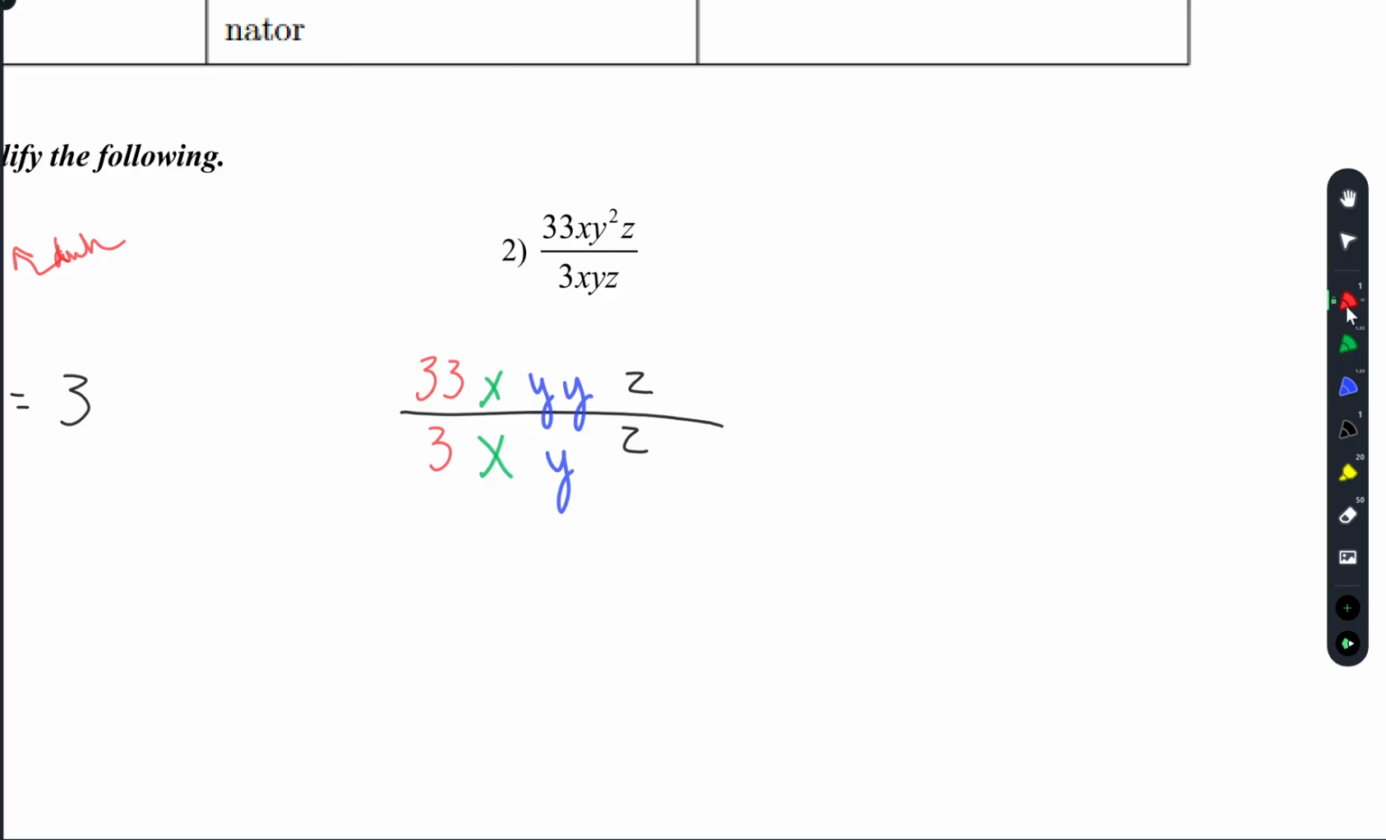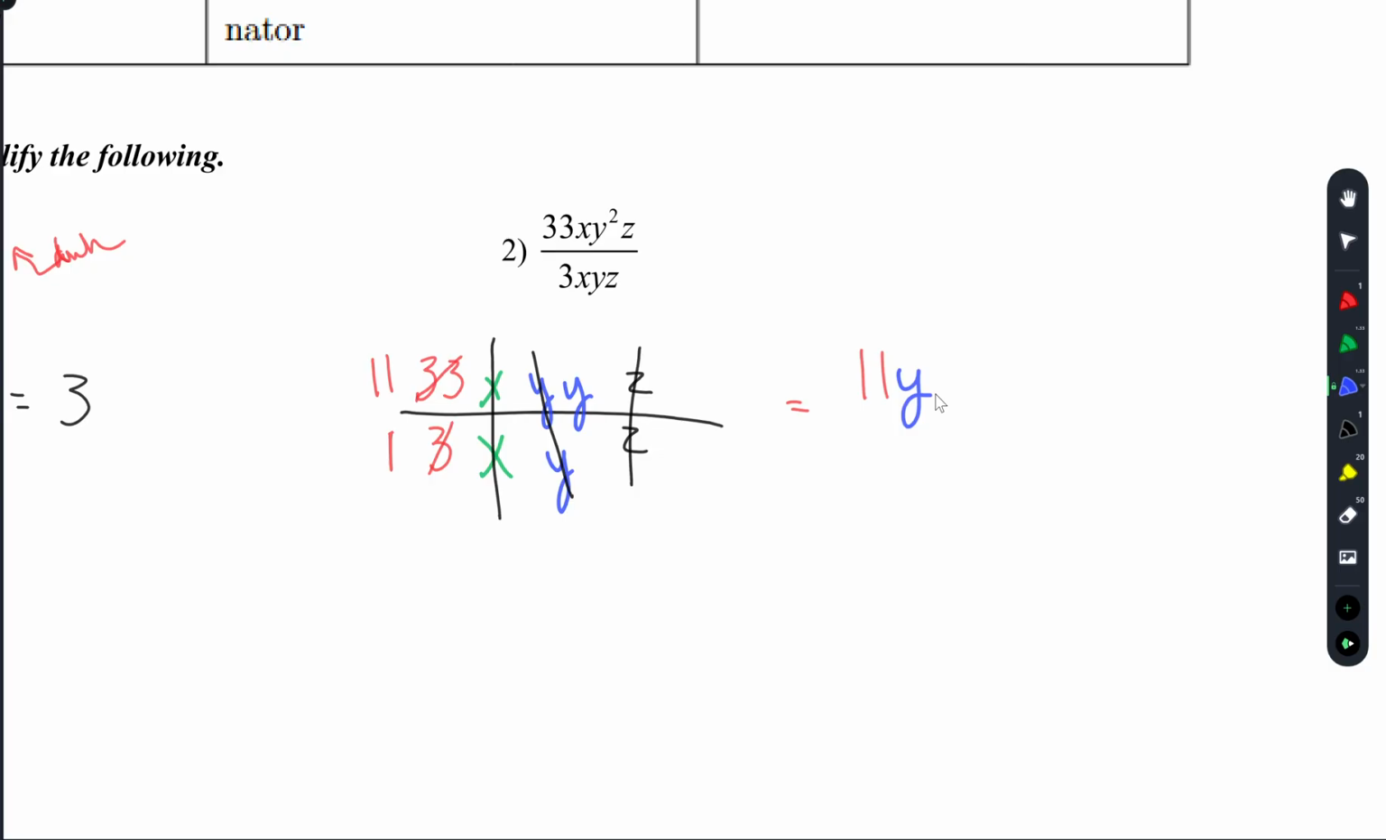So the numbers you'll treat normally, in a way. You're just going to reduce the numbers. So 3 goes into both. 3 goes into 3 once, 3 goes into 33 11 times. And then this is the most satisfying part because you can just go x divided by x, y divided by y, z divided by z. And then now you're just looking at what's left. So on the numerator, it's 11 and a y, right? Because that's all that stuff on the top.